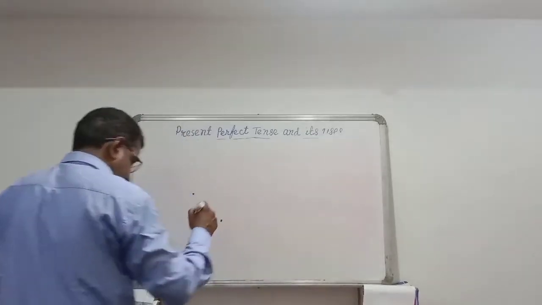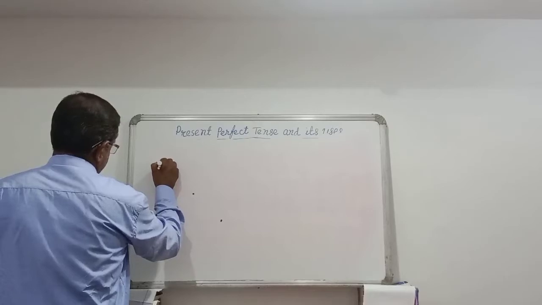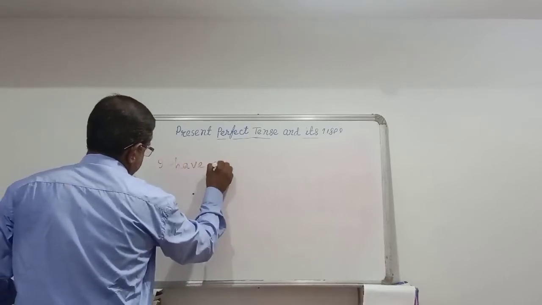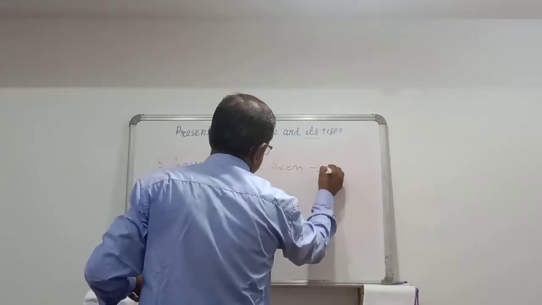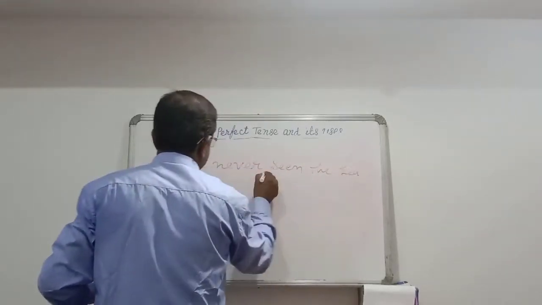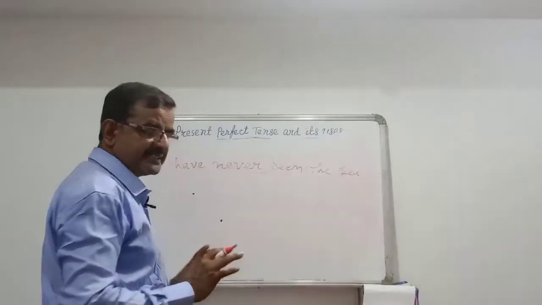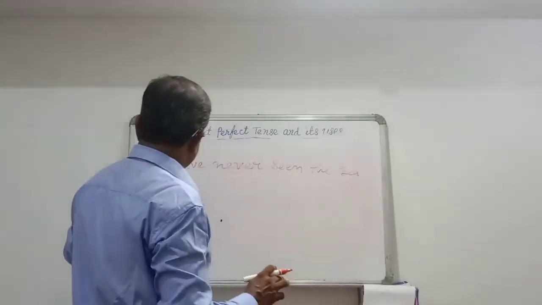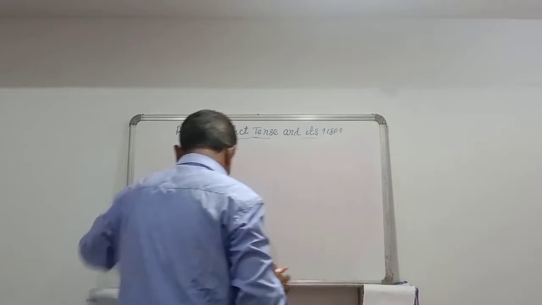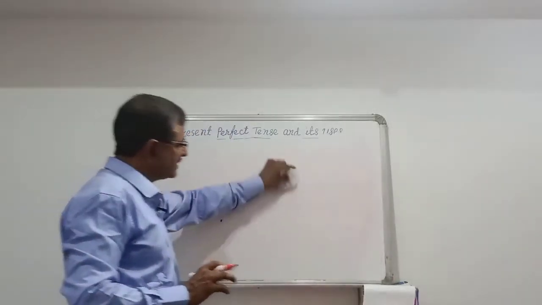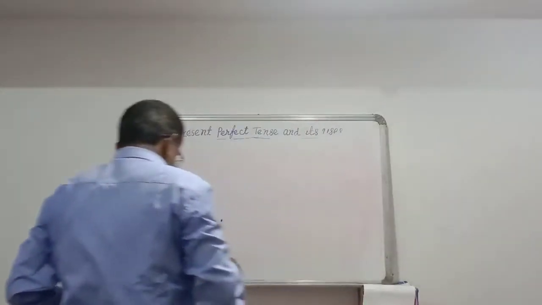Another example, you see, never. I have never seen the sea. So never is used here. So I think you have understood these. Have you ever been to Shillong? With ever you can make another sentence.